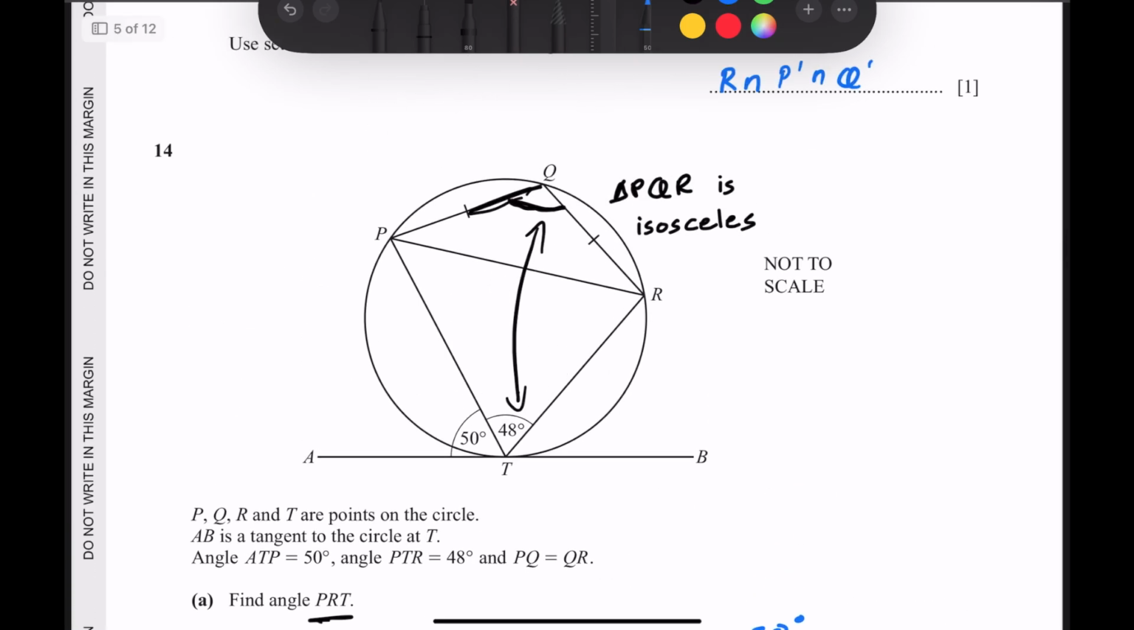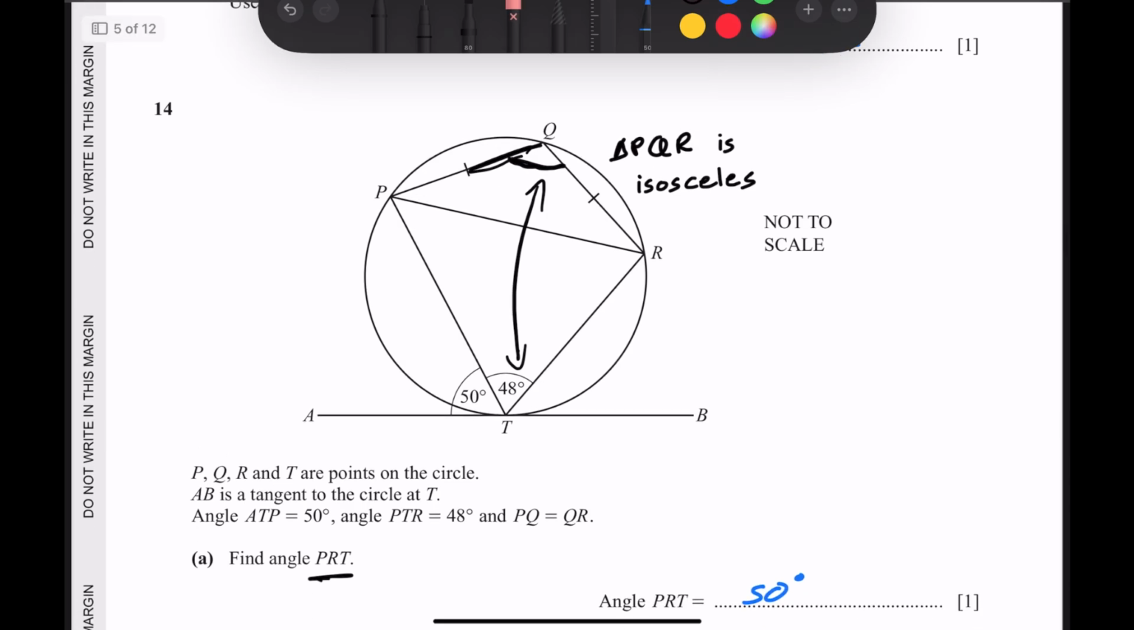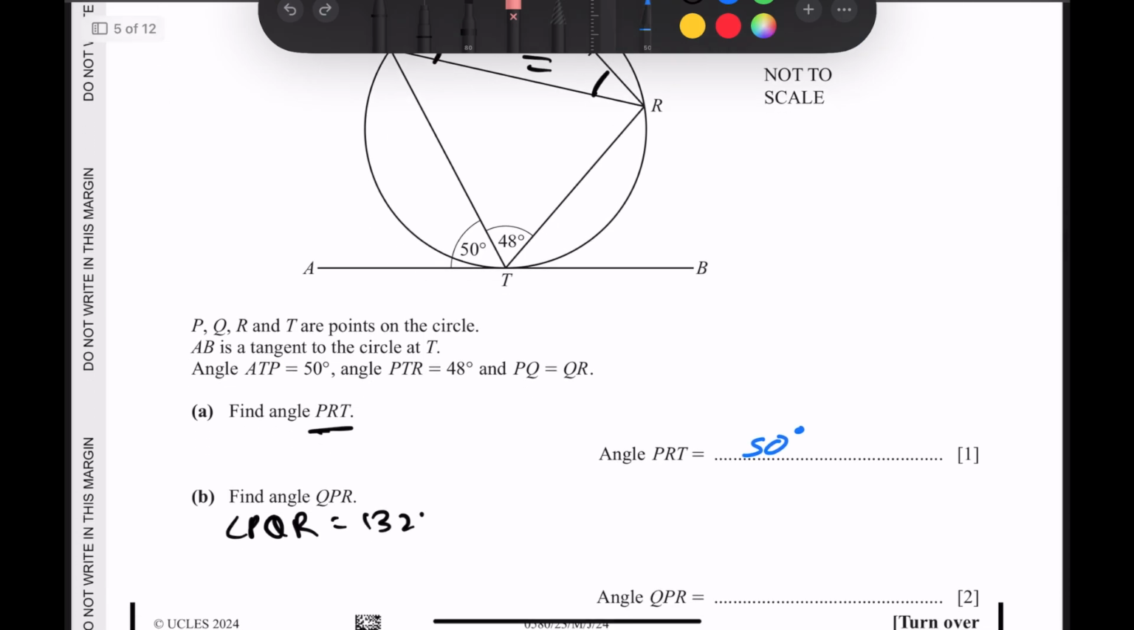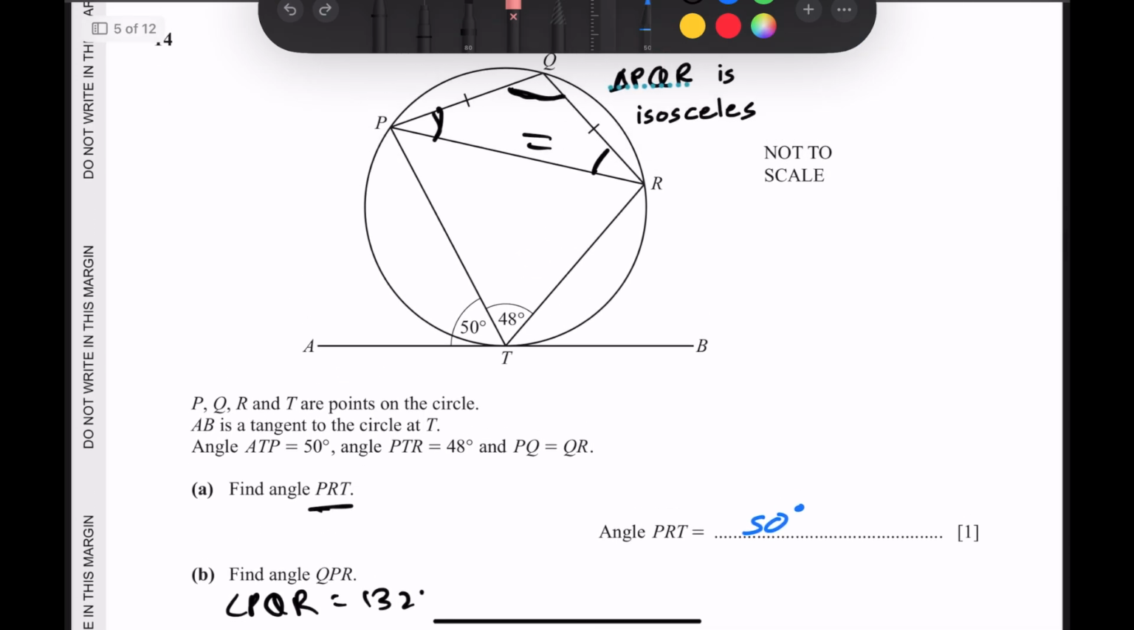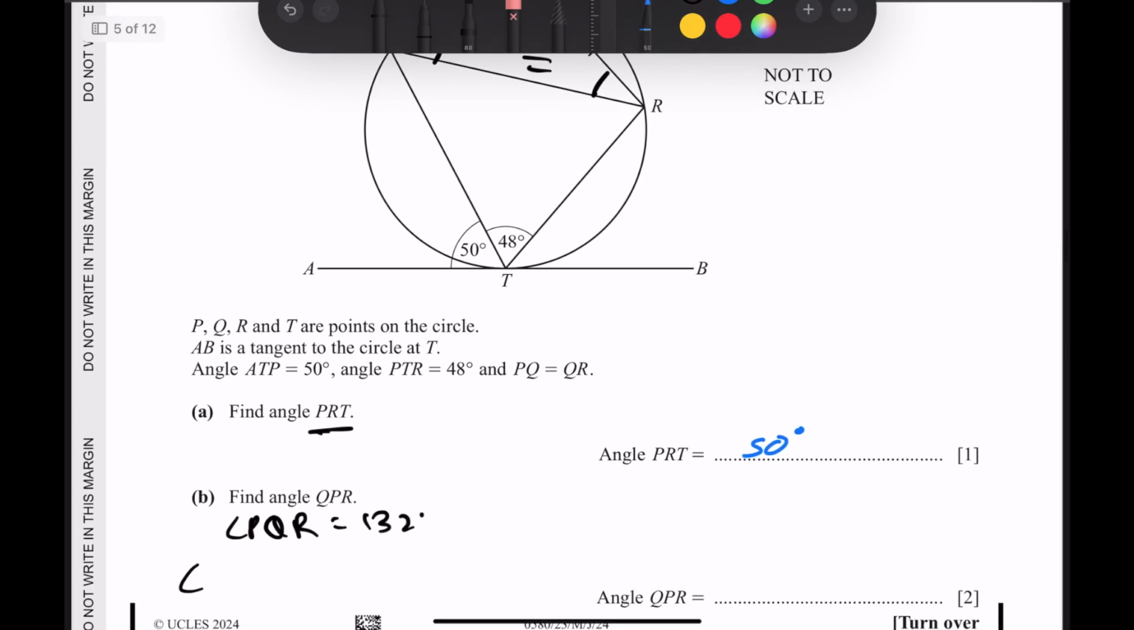Now, as you can see, the triangle PQR, as written before, is isosceles, which means that the angles QPR and QRP are the same, since two sides are equal, the base angles are also equal, since this is a rule of isosceles triangles. This means that to find the angle QPR, angle QPR is equal to angle QRP.